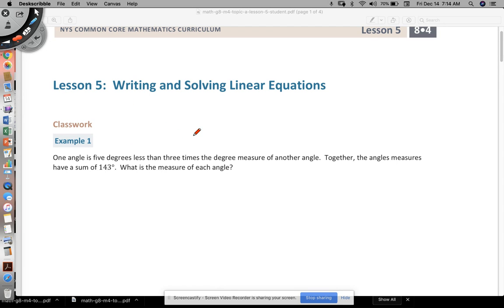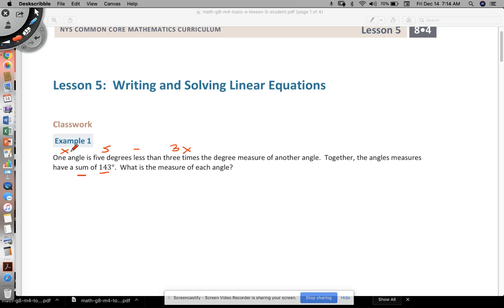We're going to mix that day that we were writing those equations out. We were taking the clues from what it said and building an equation and then actually solving it. So we're going to combine 2 different lessons here. So let's read this. It says one angle, I'm just going to put x, is 5 degrees less than 3 times the degree measure of another angle. Together, the angle measures sum, which means we're going to add those up, is 143. So what is the measure of each angle?